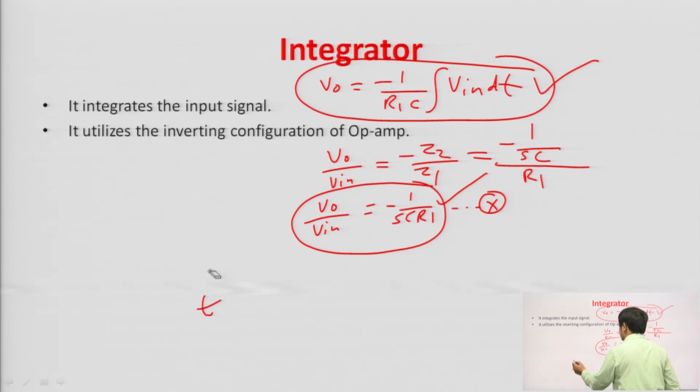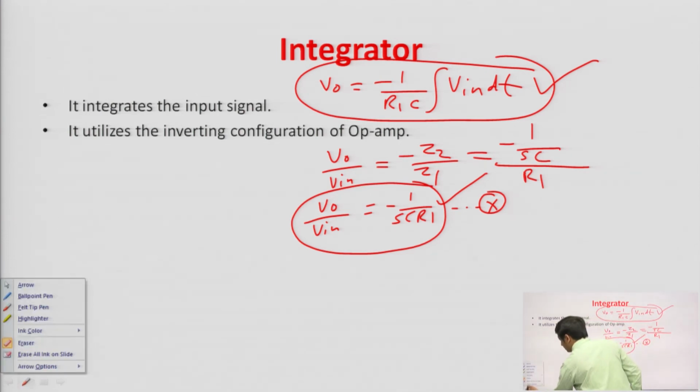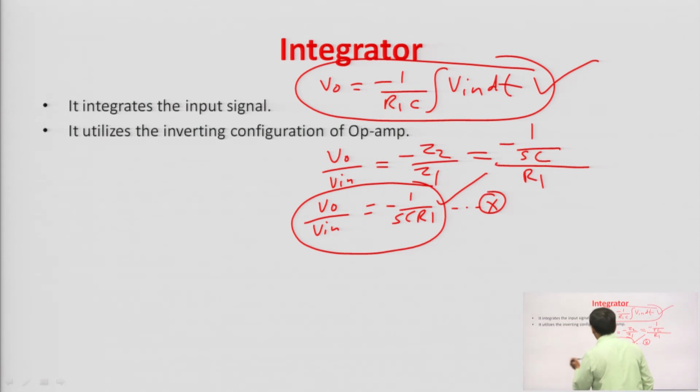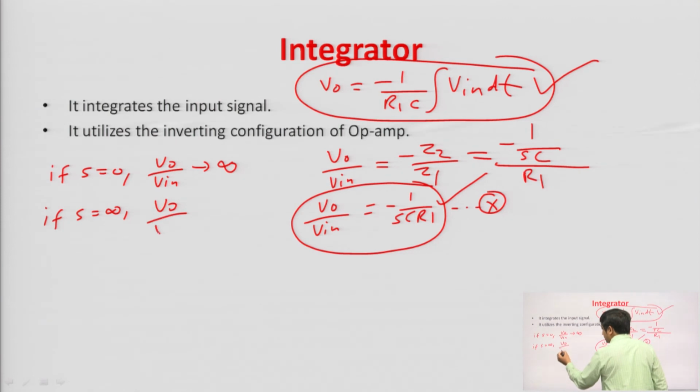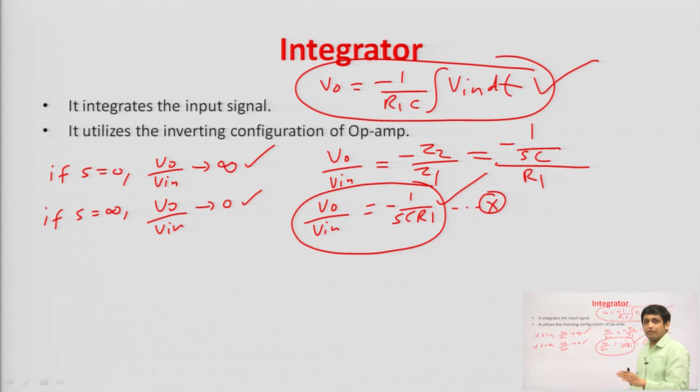So, by referring to this equation x, if S equal to j omega, and frequency is 0, meaning low frequency, then your gain V naught upon V in will move towards infinite. And if S equal to infinite, meaning frequency is very high, for high frequency your gain will move towards 0. It means that at low frequency we are getting higher gain, at high frequency we are getting lower gain. From here we can understand that this integrator acts as a low pass filter.